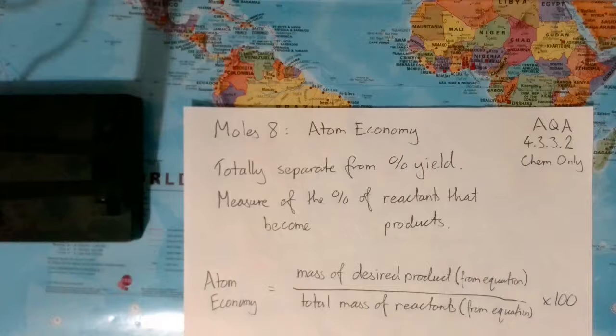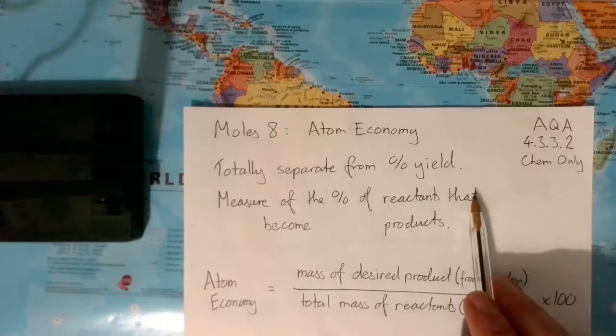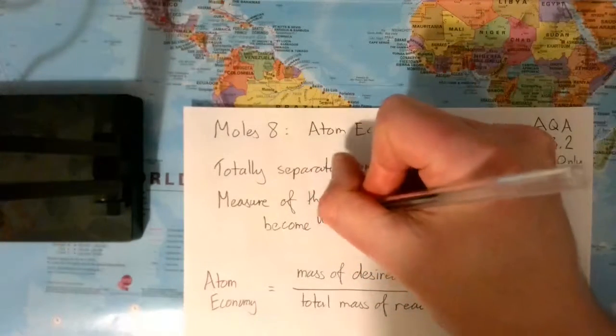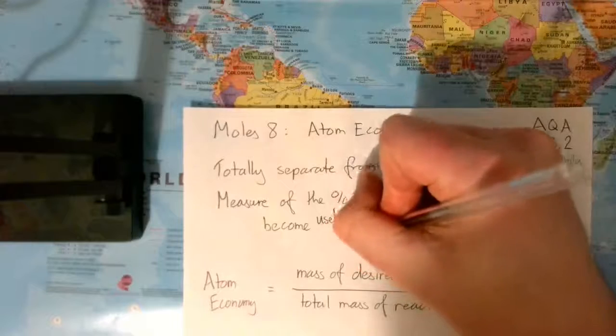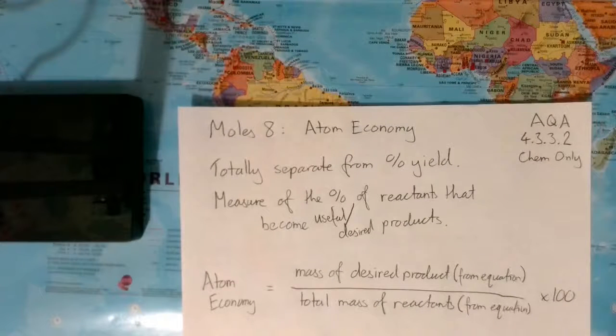Percentage yield is working out how much of your expected amount in a reaction actually gets turned into a product. Atom economy is a measure of the percentage of reactants that become either a useful or a desired product. So what that means is how much waste there is in the actual equation that you're looking at.